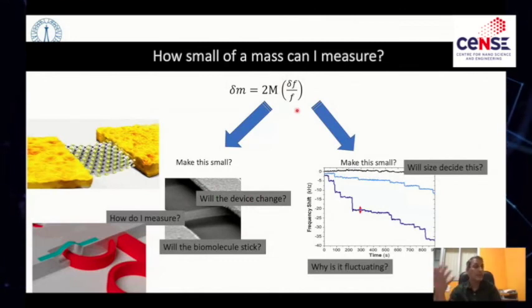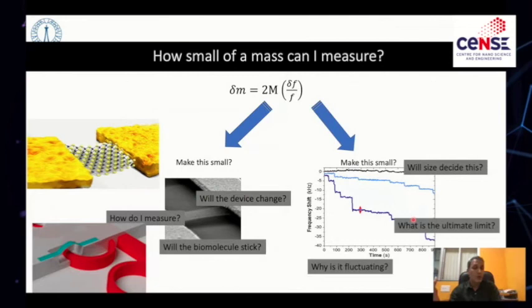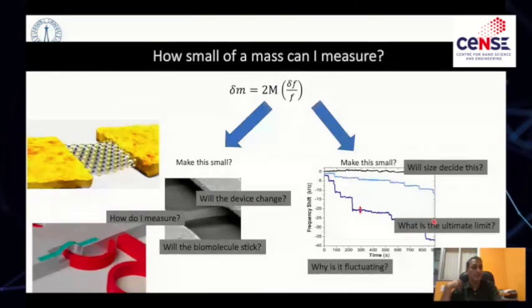You're making devices more sensitive. It's also sensitive to noise. What do you do with that? Once you do all of this, what is the ultimate limit? How small of a frequency fluctuation can you do? How small can you make it? Ultimately, it might be limited by quantum mechanics. How precise of a measurement can I do? Those are some of the questions we try to deal with.